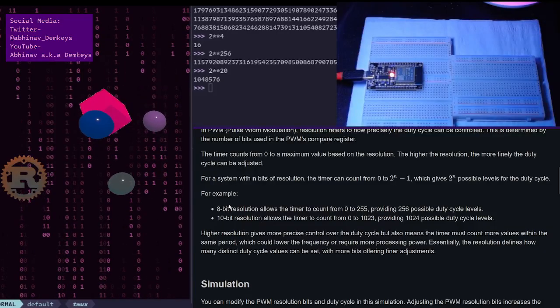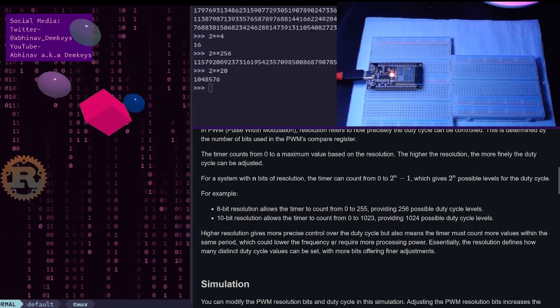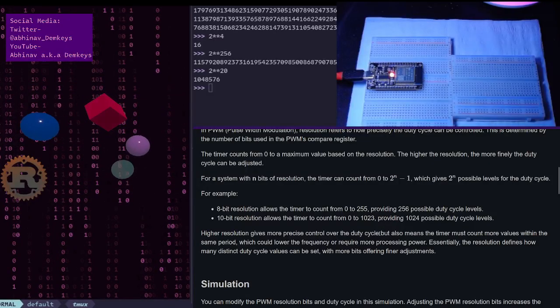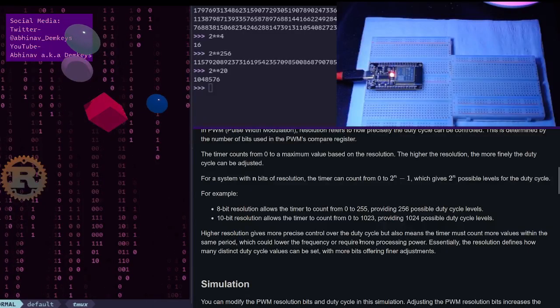So if we do 8 bits, we get 256 values. If we do 10 bits, we get 1024. That's where 1024 came from.